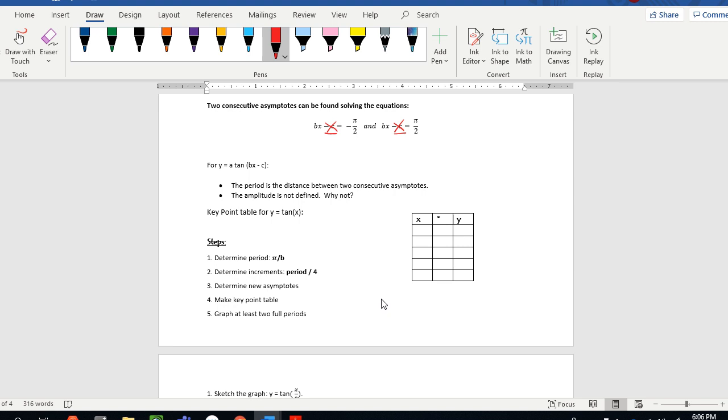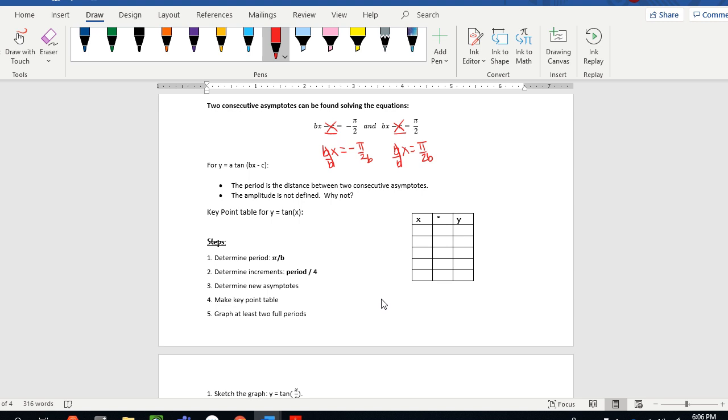So if you have bx equals negative pi over 2, I would divide by b. Wait a minute. Yeah, I want to divide by b. Just kidding, I was processing what I was saying. Then x is equal to negative pi over 2b. And this one would be bx equals positive pi over 2. So dividing by b, x would equal pi over 2b.